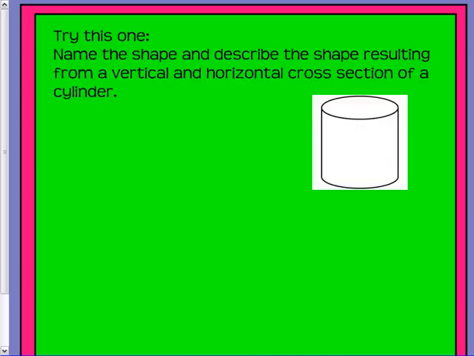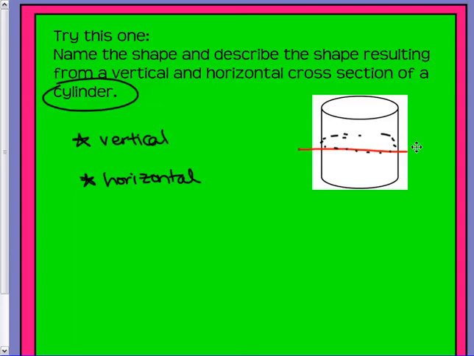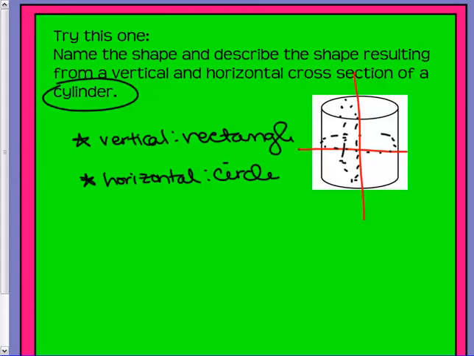All right, so try this one. Name the shape and describe the shape resulting from the vertical or horizontal section of the cylinder. Okay, if I slice this one, he is a cylinder. They told you to name it, but they kind of named it for you. Okay, so if I slice it along the horizon, we see a circle. If I slice it along the vertical, right here, we would see a square or a rectangle. Okay, and I'm going to show you that a little bit more in class.